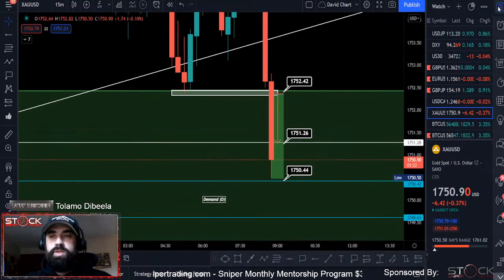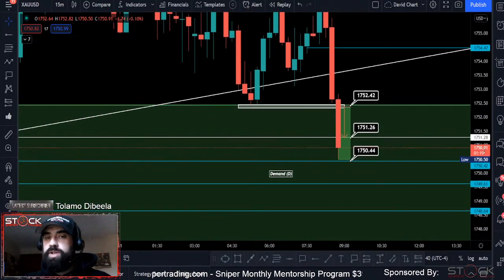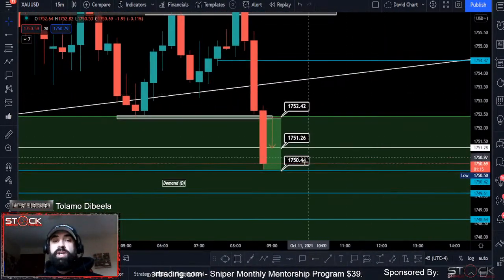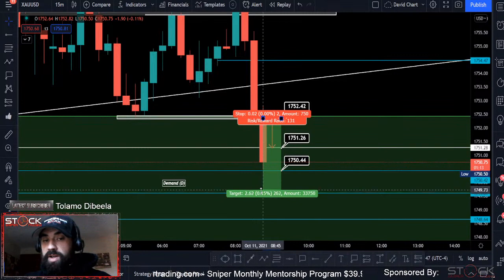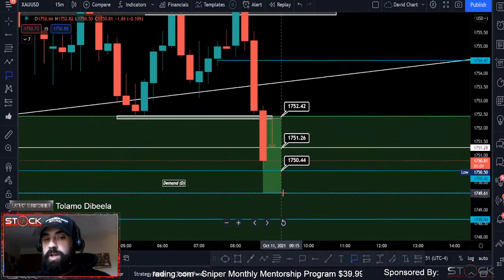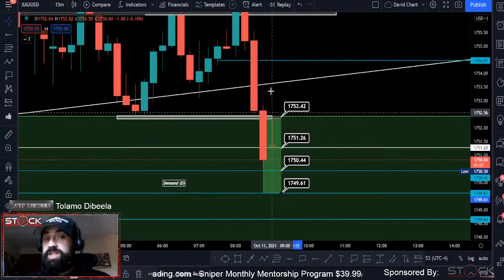Erase this. US30 will chart in 2 minutes, come to continuation. All right. So guys, if this continues to dump, the next area of structure that I can get to, if you're in this trade, you're at 1749.61.